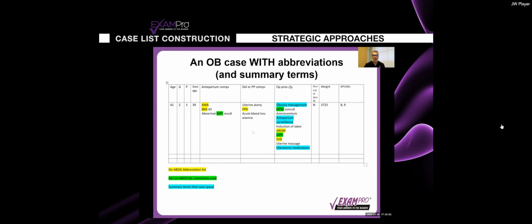And what we've done here is we have taken the ABOG approved abbreviations. You'll see I've highlighted those in yellow for you: AMA, BMI, PPH, AROM, SVD. I would recommend that you get familiar with the common approved abbreviations and use them in every single case, everywhere that they are appropriate, okay? You'll also notice that I've included a couple of non-ABOG approved abbreviations. Personally, I think that these three abbreviations are very common: NIPT, MFM, and IUPC. And I would feel comfortable using these abbreviations.